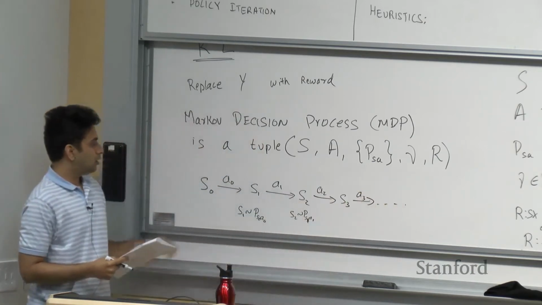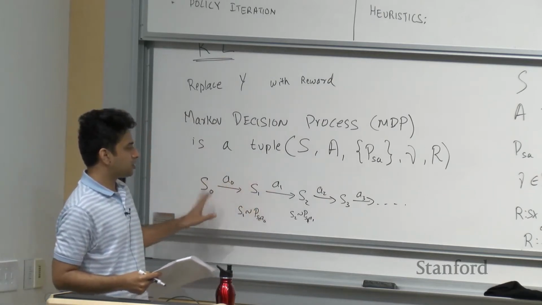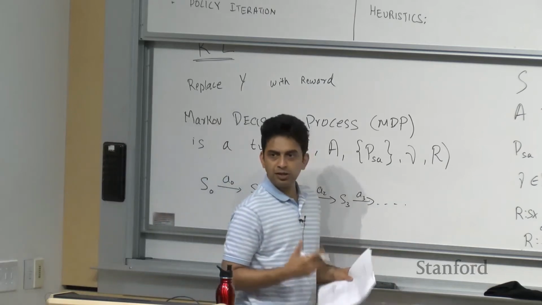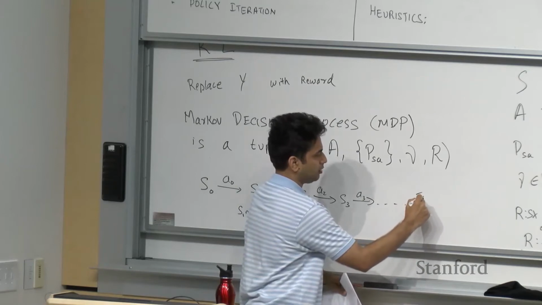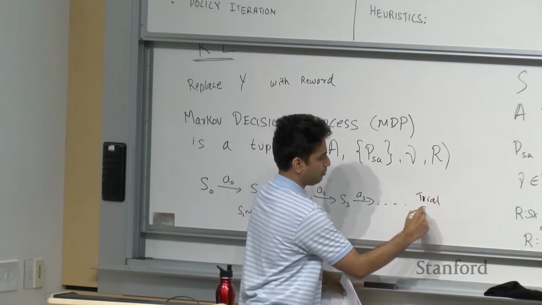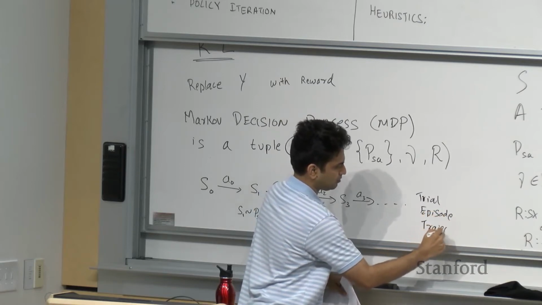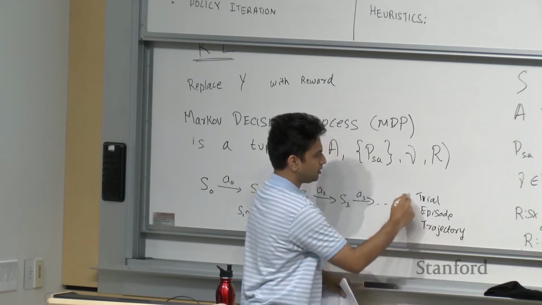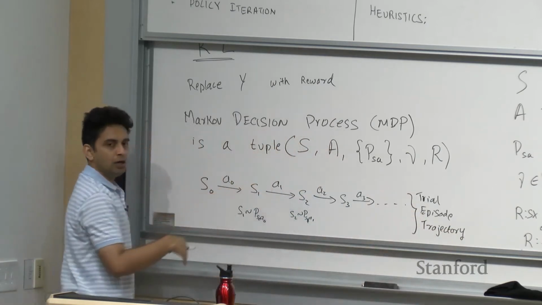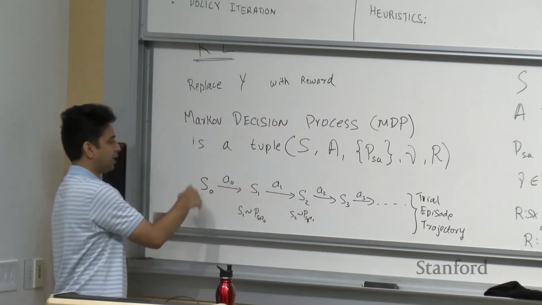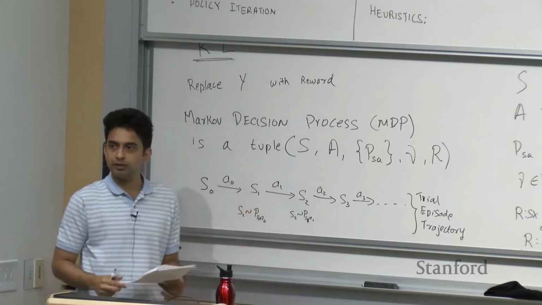This sequence of states and actions is commonly called, there are multiple names that you will see in different books or different resources, you can either call it a trial, or an episode, or a trajectory. All these are synonymous for a sequence of states and actions taken by an agent, where the action is taken by the agent and the environment lands you in the new state according to the transition probabilities. Yes, question?